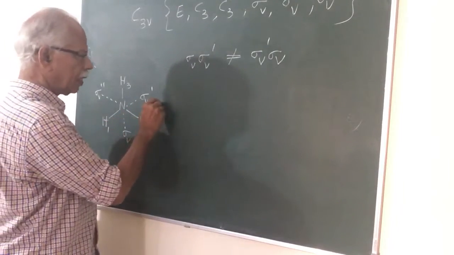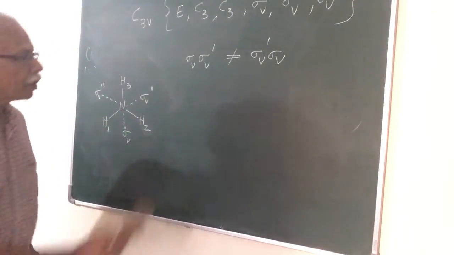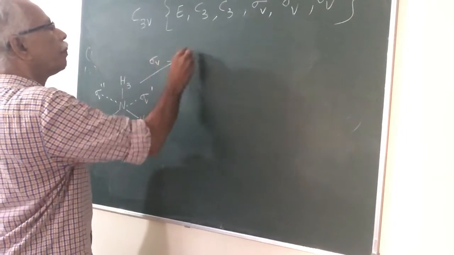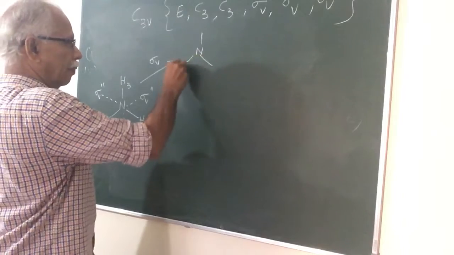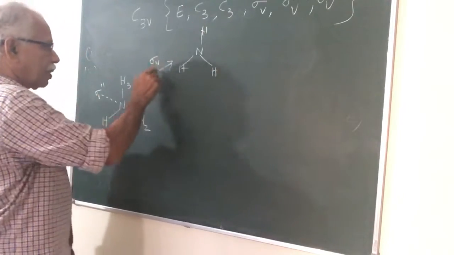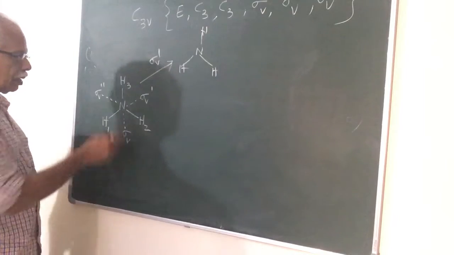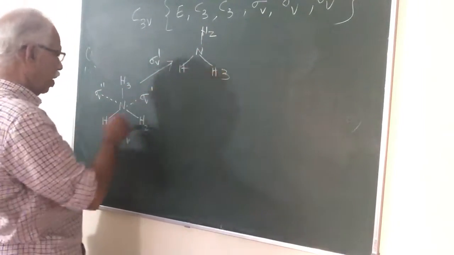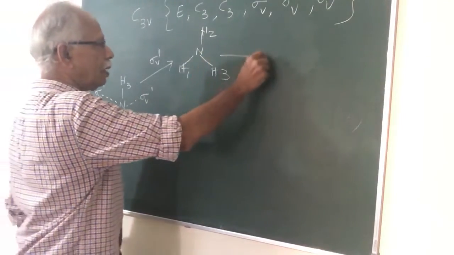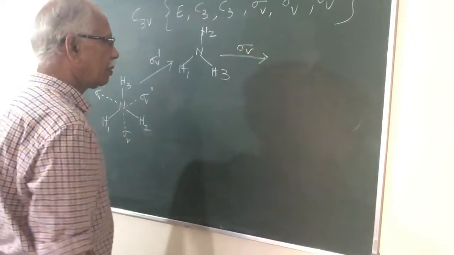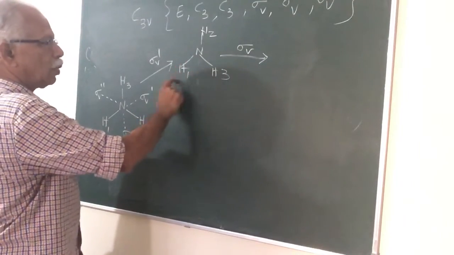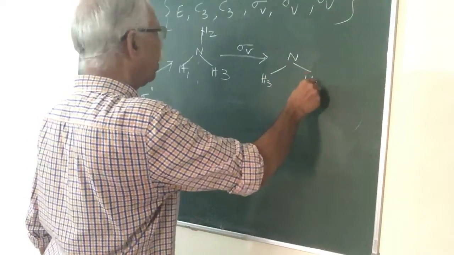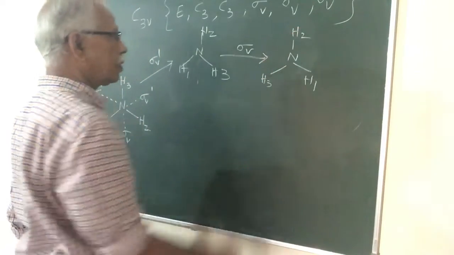First, you do this sigma V dash operation. When sigma V dash is done, these two hydrogens are mutually exchanged, 2 and 3. Hydrogen 1 remains there. And now you do sigma V on this. This is the sigma V. These two are exchanged. This becomes hydrogen 3, this is hydrogen 1. H2 remains in the same position.